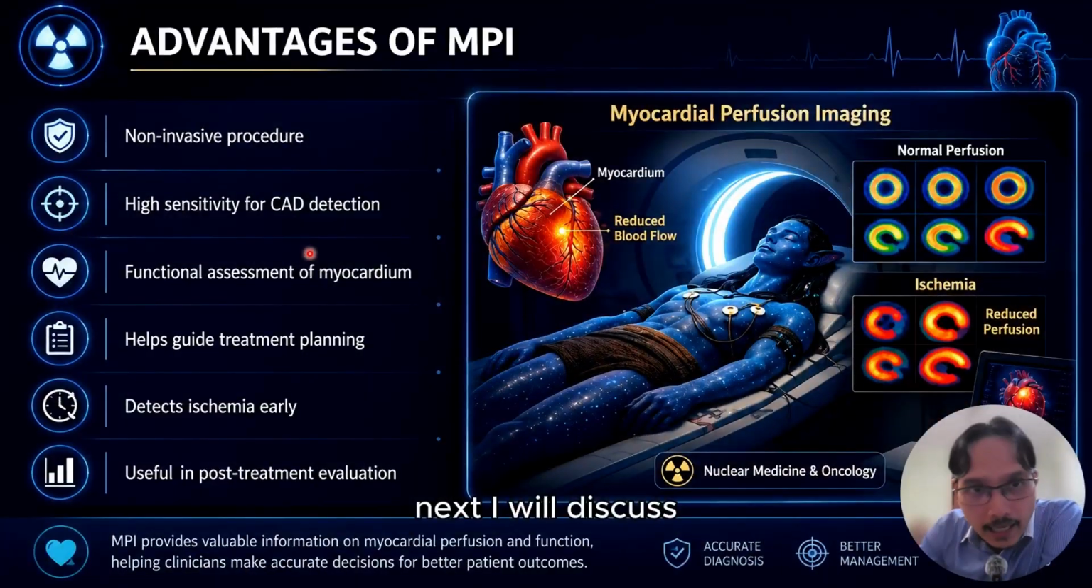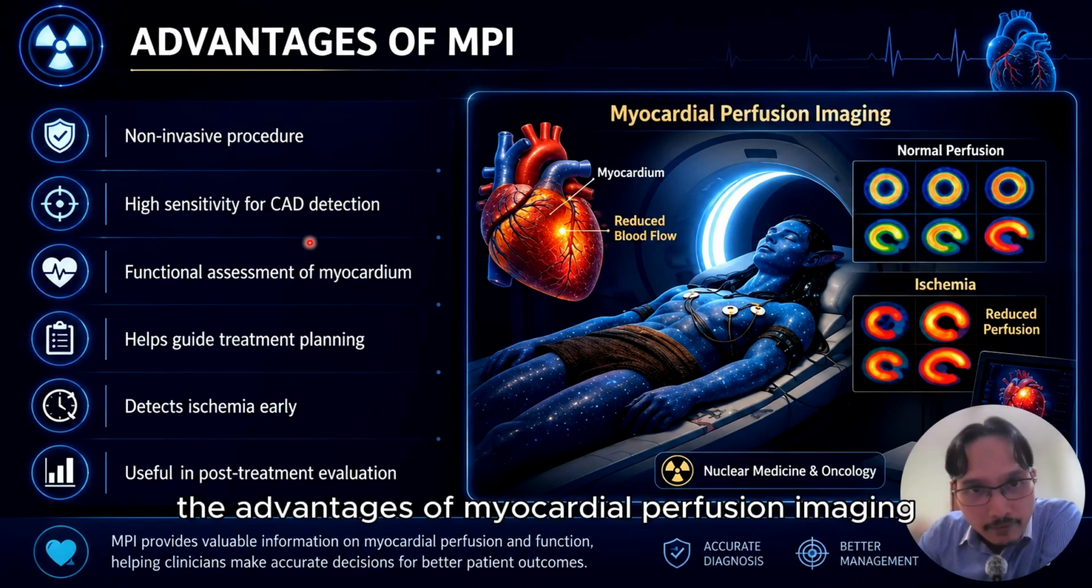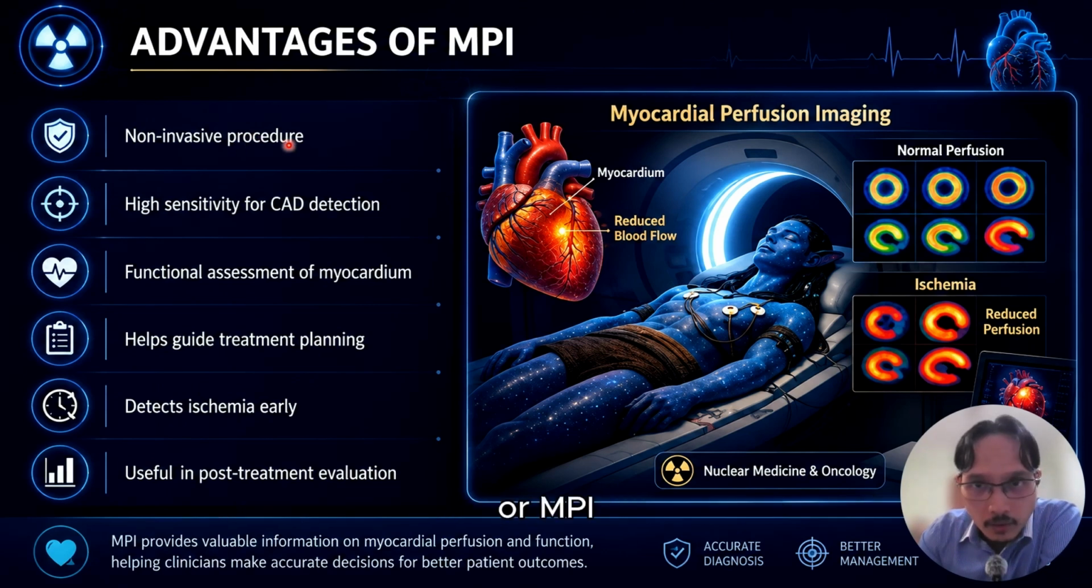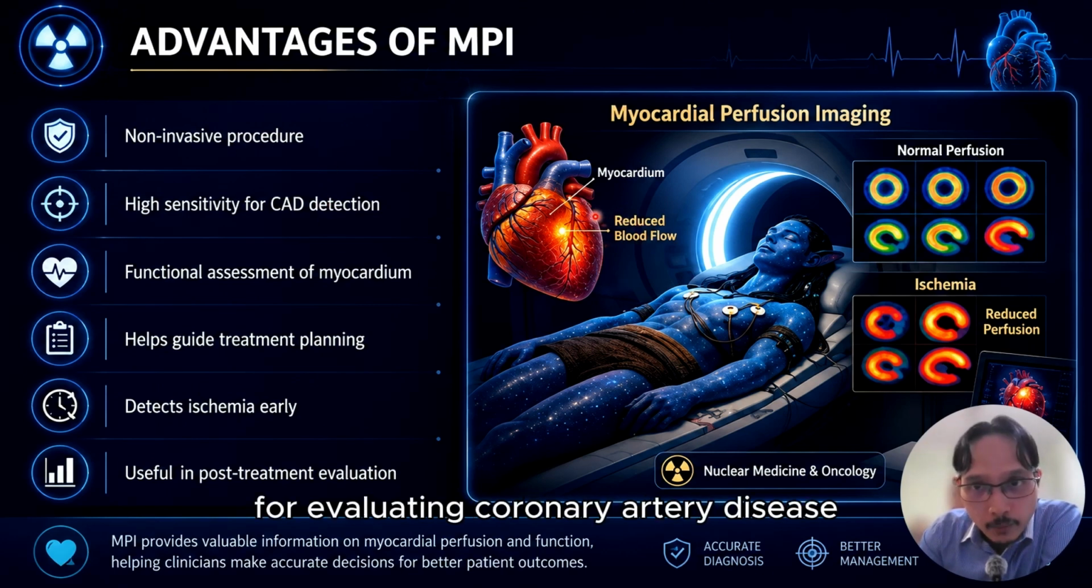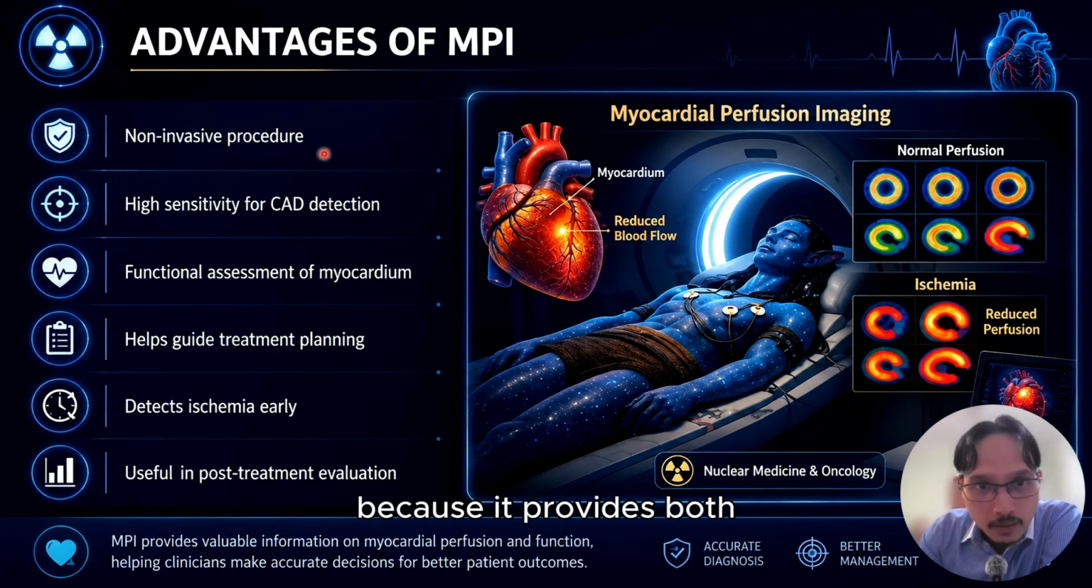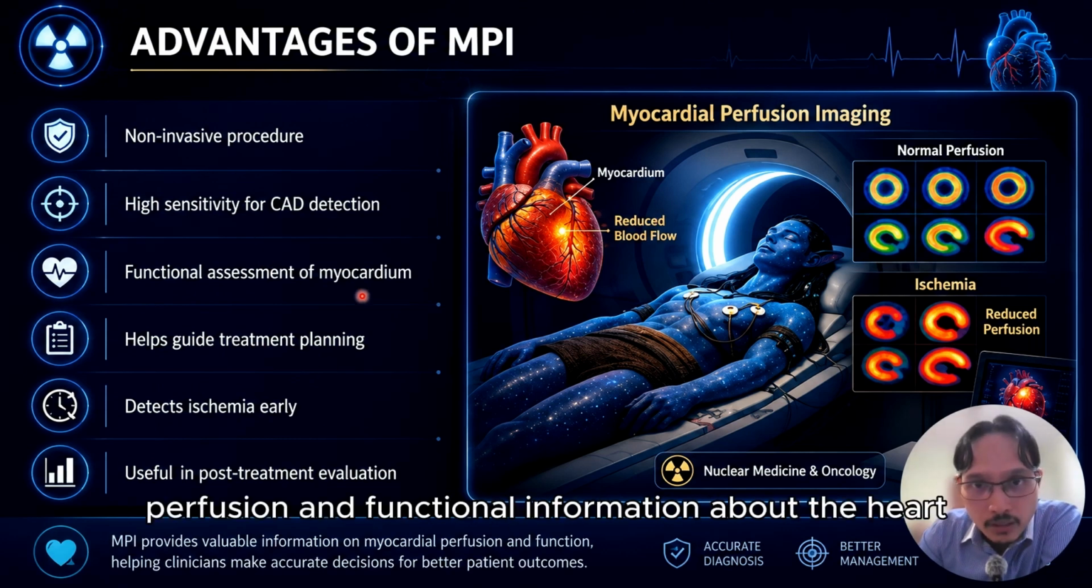Next, I will discuss the advantages of myocardial perfusion imaging, or MPI. MPI is one of the most widely used nuclear medicine techniques for evaluating coronary artery disease because it provides both perfusion and functional information about the heart.